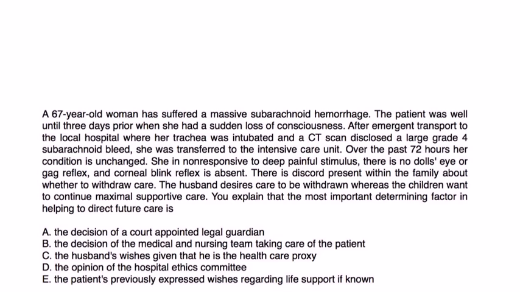All right. First one. 67-year-old woman has suffered a massive subarachnoid hemorrhage. Patient was well until 3 days prior when she had a sudden loss of consciousness. After emergent transport to the local hospital where her trachea was intubated and CT scan disclosed a large grade 4 subarachnoid bleed, she was transferred to the ICU. Over the past 72 hours, her condition is unchanged. She is non-responsive to deep pain stimulus. There is no doll's eye or gag reflex. Corneal blink is absent.